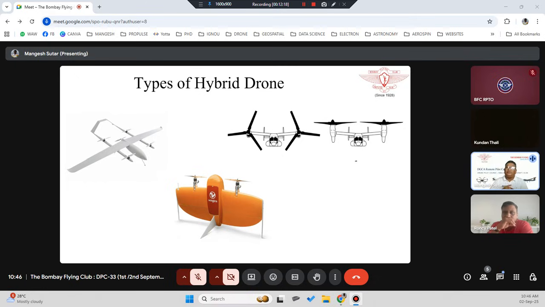This also has a very good advantage. This is one of the best hybrid drones I have seen. And we are actually designing a similar drone for one of the companies in Rajasthan. We have currently completed the design phase, and it was more or less similar to this type of design.